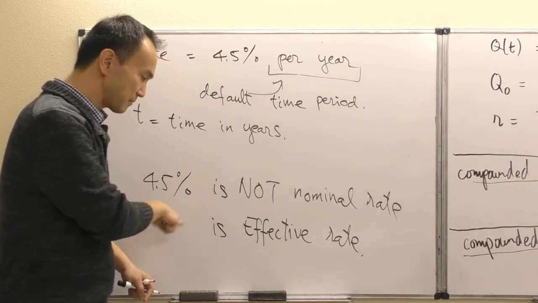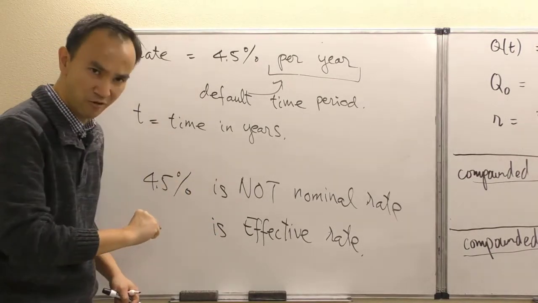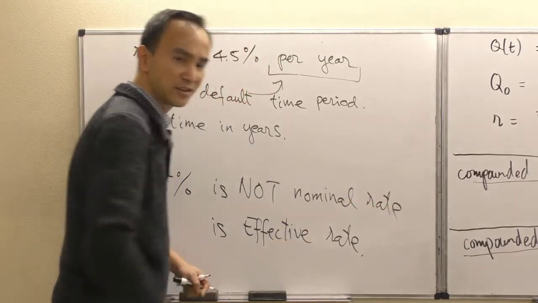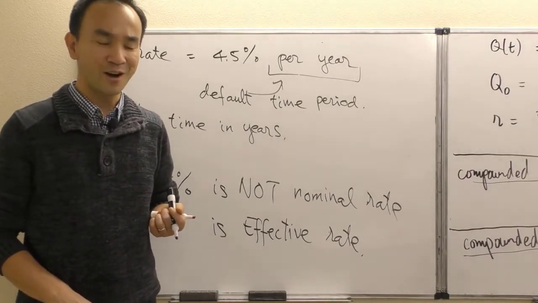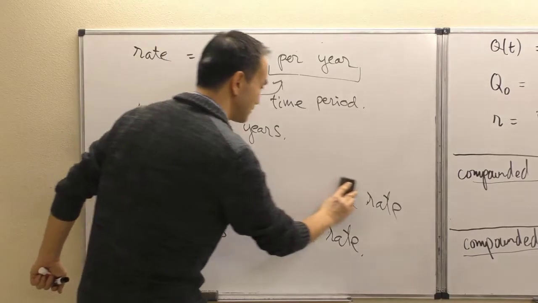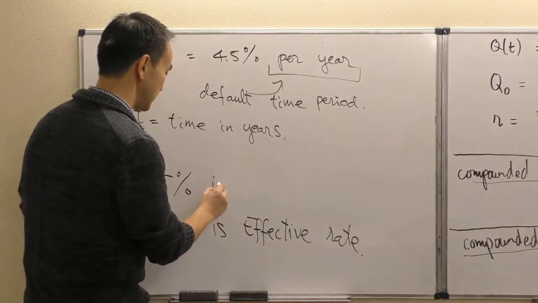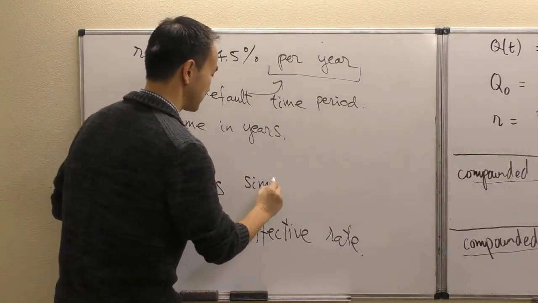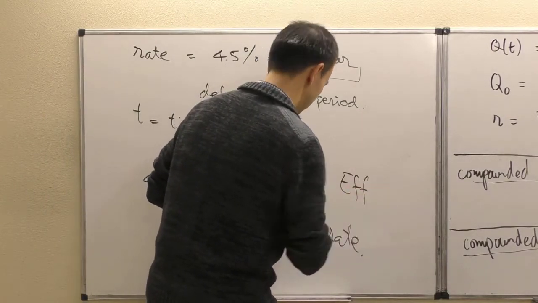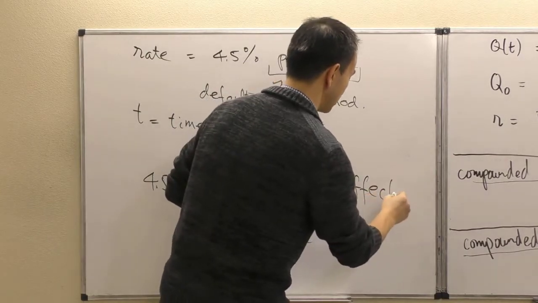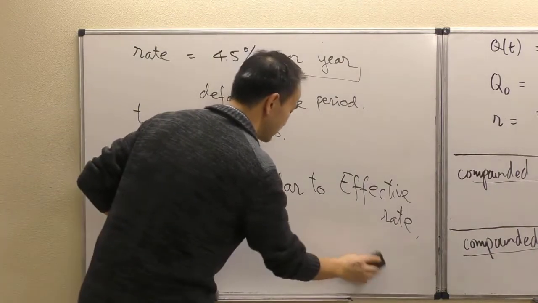So right now, all I'm introducing is that this rate is something similar or analogous to the effective rate only. It's definitely not anything similar to the nominal rate at all. So now I can say that this is similar to the effective rate.